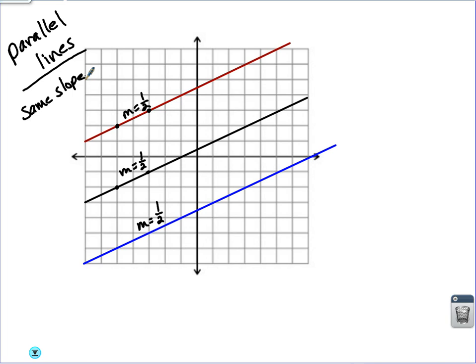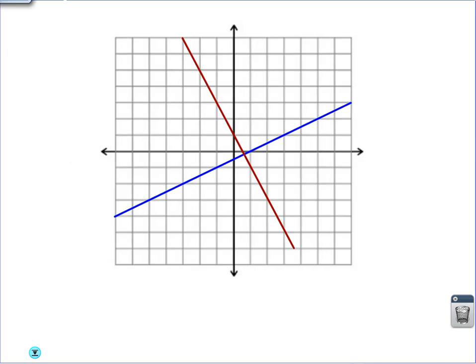Now let's look at perpendicular lines. Perpendicular lines are two lines that, as they cross, we see there's something special about their intersection. They cross to form four right angles. There's also a special relationship between the slopes of perpendicular lines.